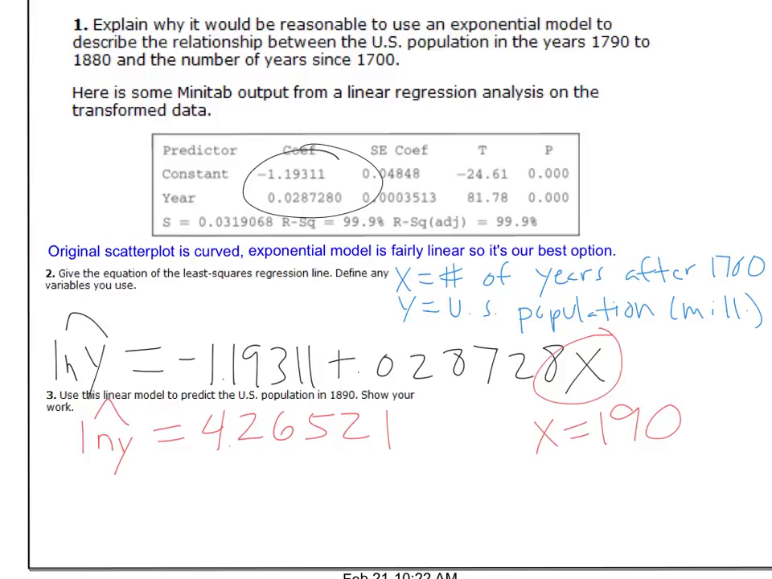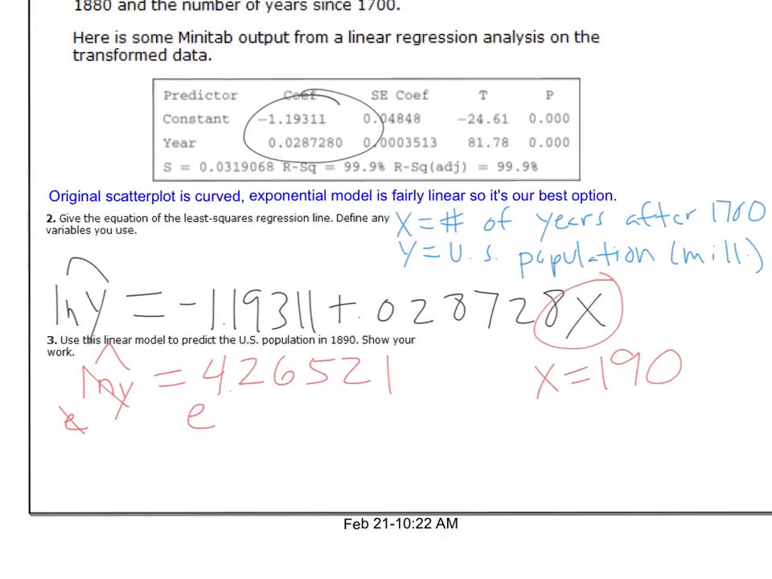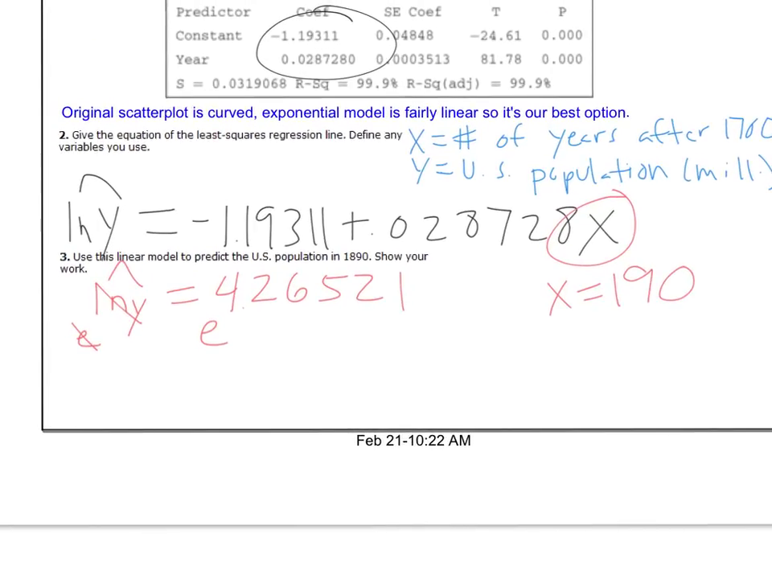The issue is, to take care of this, we need to take both sides of the equation and raise them as exponents to base e. That will take care of that natural log. We can't just have it disappear on its own, but we end up with this.